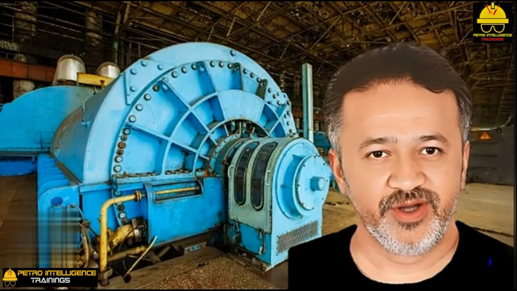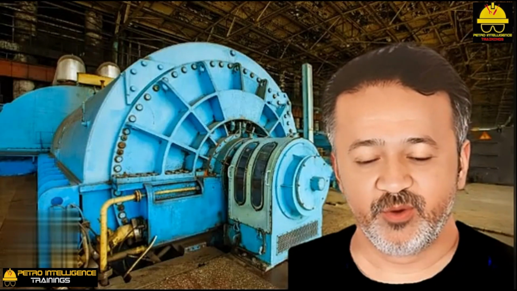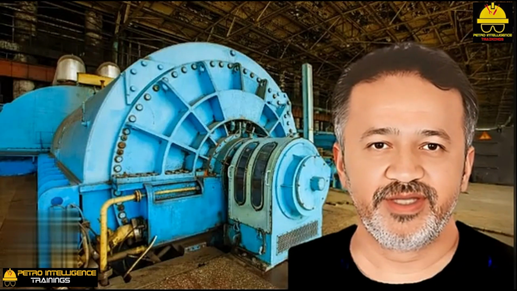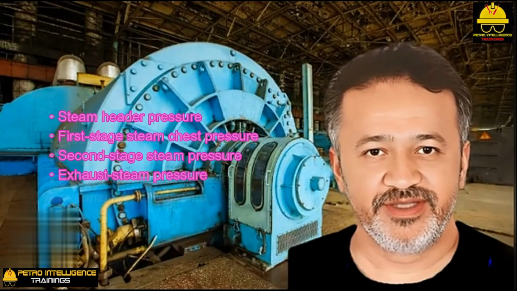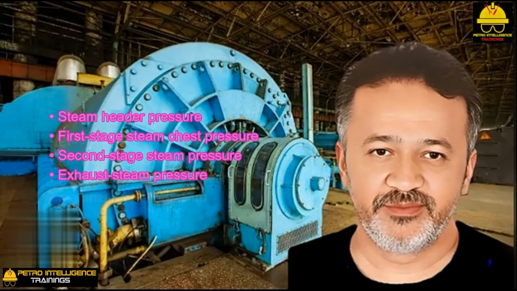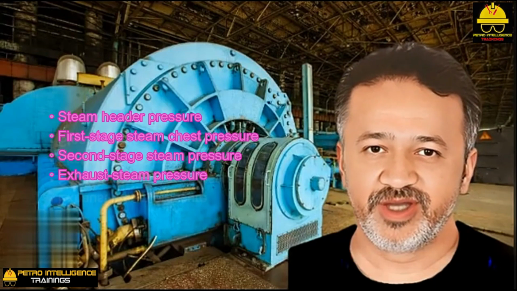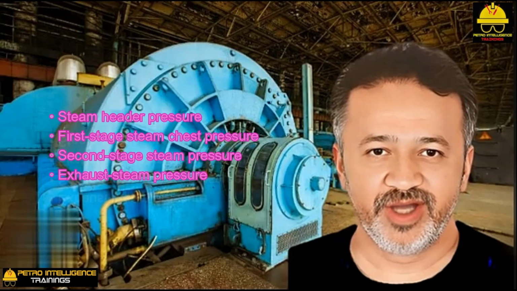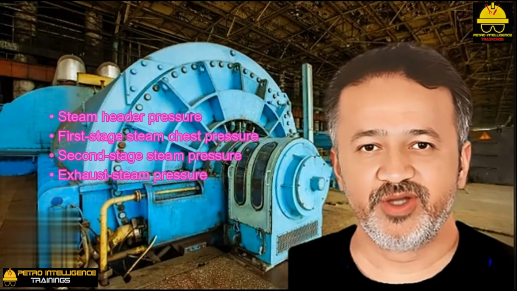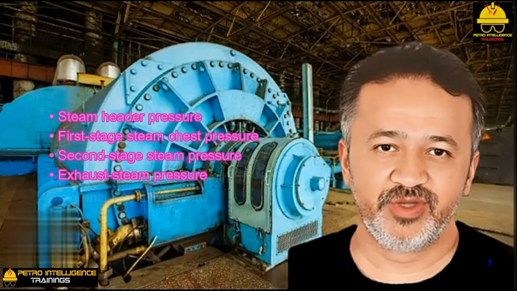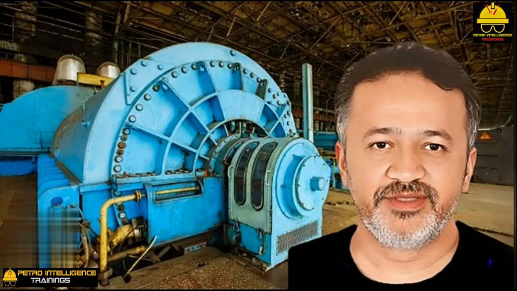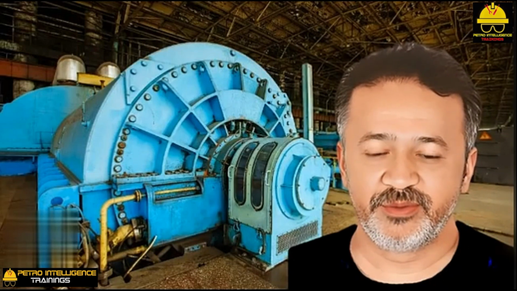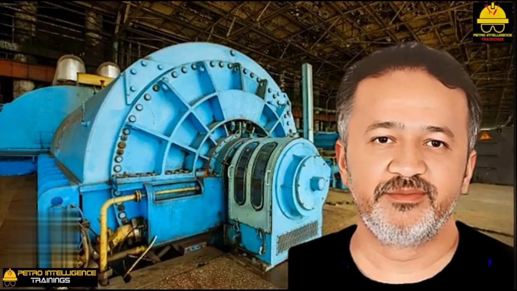If you look on the local control panel of such a turbine, you will probably see 4 steam pressures displayed. Steam header pressure. First stage steam chest pressure. Second stage steam pressure. Exhaust steam pressure. These larger turbines often let down the steam in 2 or more stages. They are called multi-stage turbines. Their principle of operation is not significantly different from a simple single-stage machine.